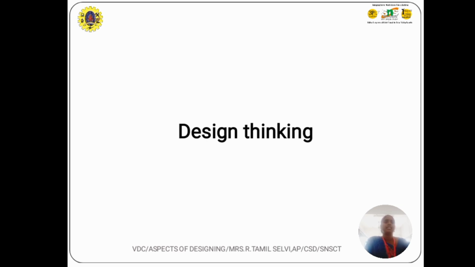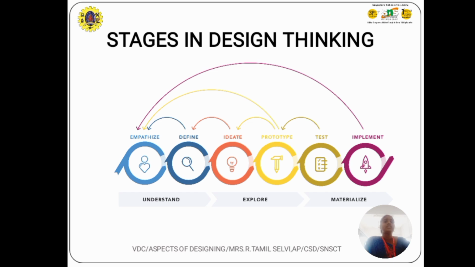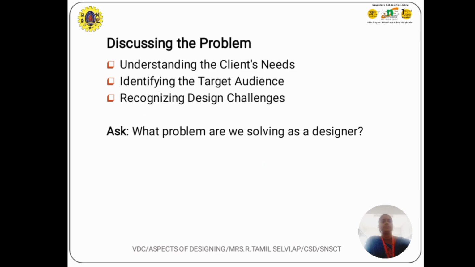Next one is design thinking. This focuses on understanding user problems deeply, questioning the assumptions and redefining the problem. In simple, it is all about solving the right problem in the right way. The first step in design thinking is discussing the problem. Here, designers ask what problem we are going to solve. This involves understanding the client needs, understanding the target audience and recognizing the design challenges.